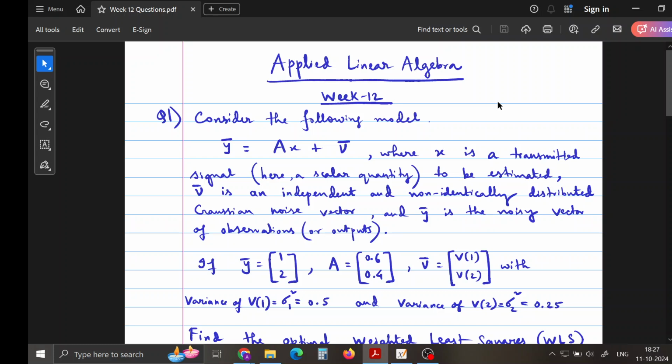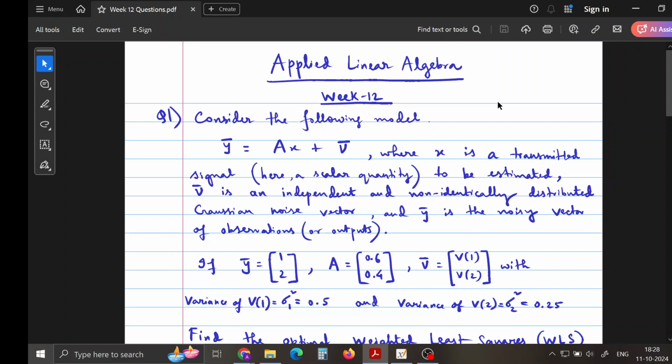So sigma 1 squared, sigma 2 squared, all these diagonal elements may be different, so they are non-identical. If they were identical, like the IID case, independent and identically distributed, then it's simply sigma squared times identity that would be the noise covariance matrix, which we have already seen. And your y bar vector is the noisy vector of your observations or the outputs, right?